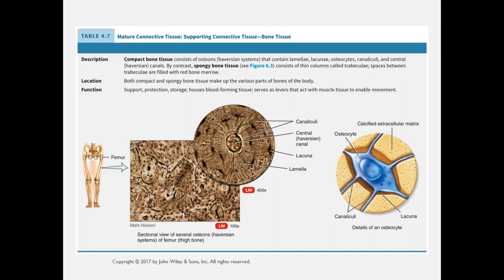That red bone marrow also is where our blood forming tissue is. So we have blood stem cells in there that constantly make new erythrocytes, red blood cells, and white blood cells and platelets for us. And then, of course, the bone is going to act as an attachment point for muscles. So when those muscles contract, the body can move.